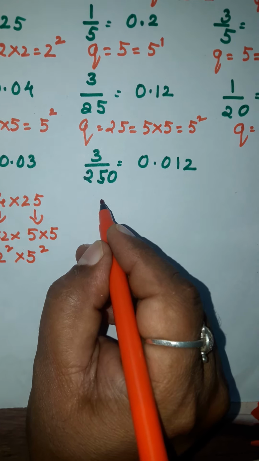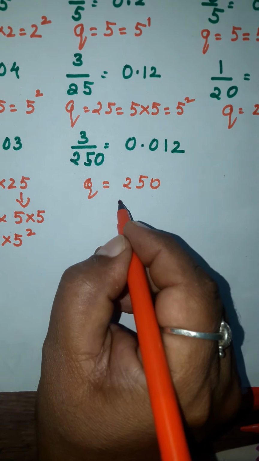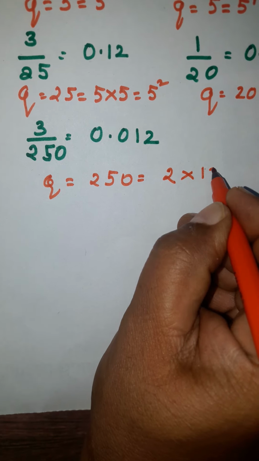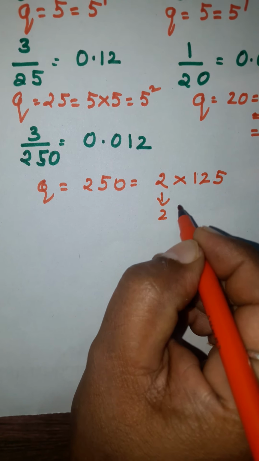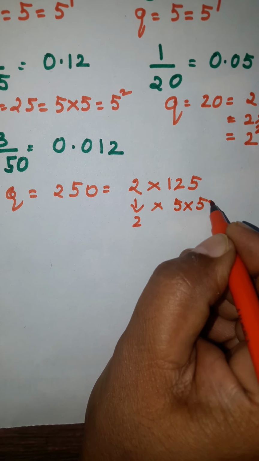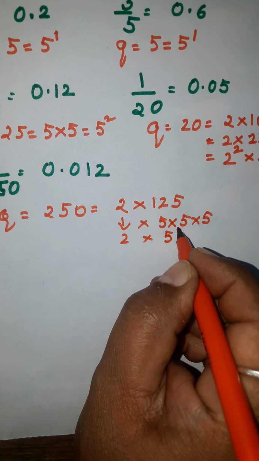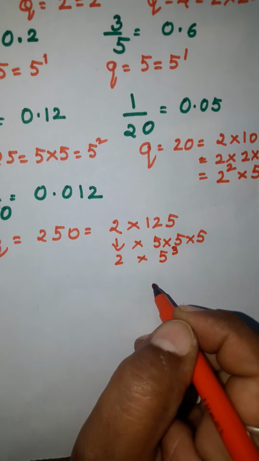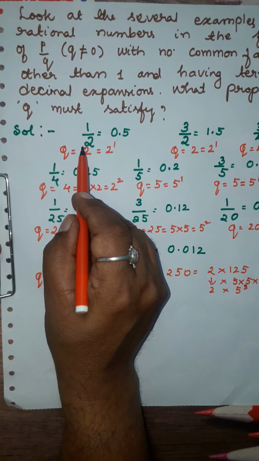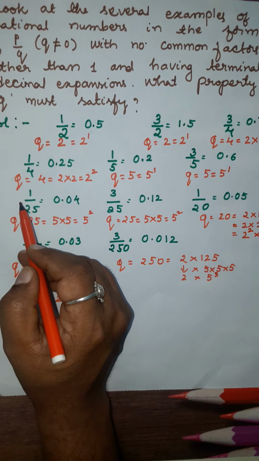In this rational number, I have q is 250. So I can write 250 as 2 into 125. So 2 as it is, and 125 I can write as 5 into 5 into 5. So this can be written as 5 to the power of 3. Now look at the prime factors of q in all these examples.